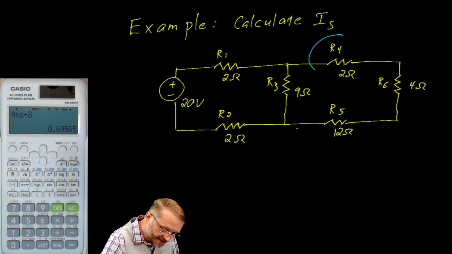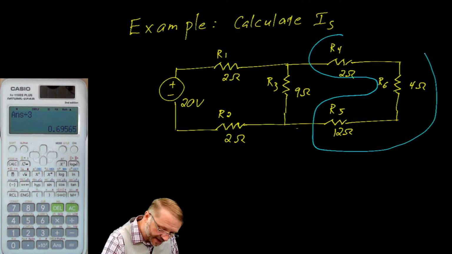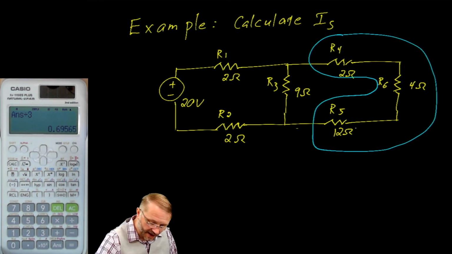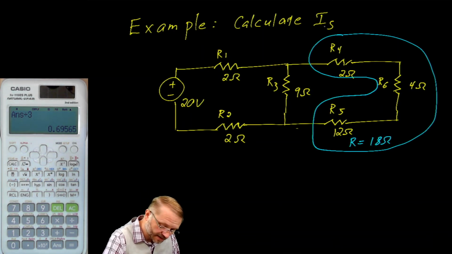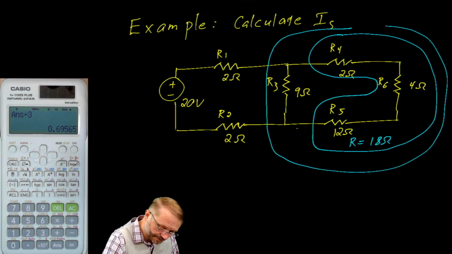And in fact, this is a series circuit, right? This tail end here is a series circuit. And the value of that circuit is 12 plus 4 plus 2. So this resistor here is equal to 18 ohms. That 18 ohm resistor is in parallel with this resistor. So we could draw another box like so.